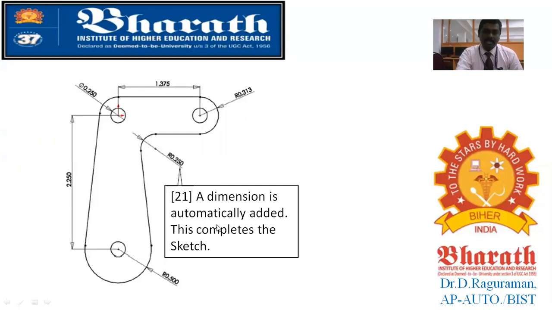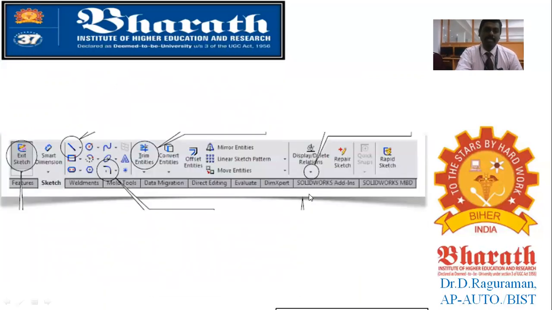Now your dimension is automatically added. You can see it was sharp before, and now it is a filleted one. The dimension is automatically added. This completes the sketch, so it is the completion of the sketch in two dimensions.